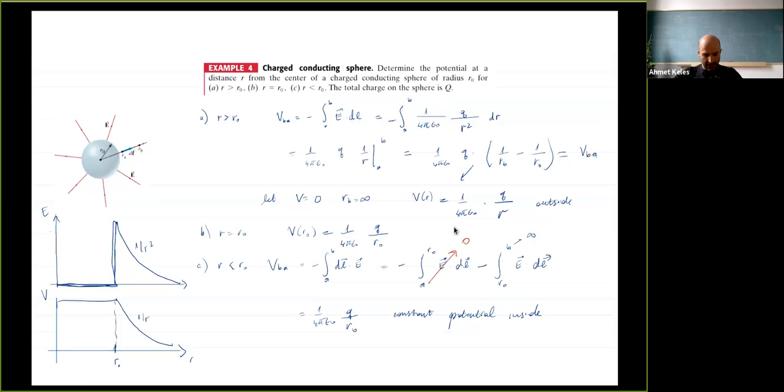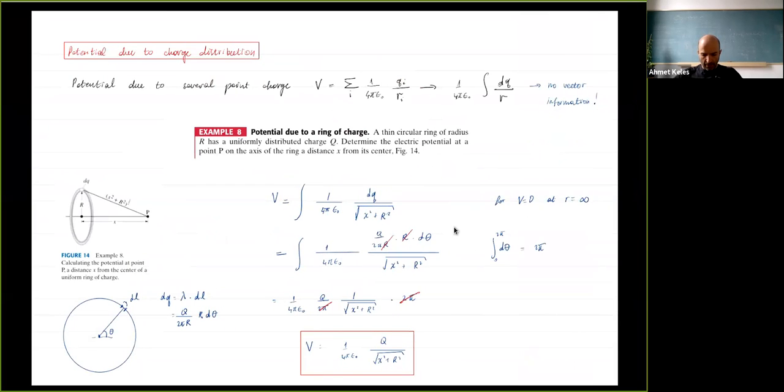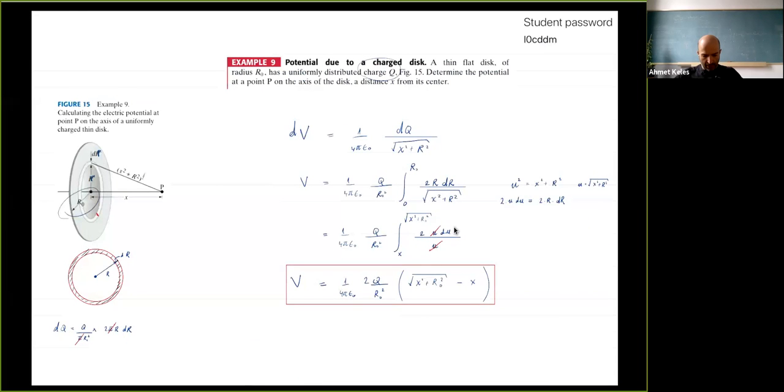And pay attention, if you take the derivative of this potential, it's going to be 0 inside, which is the electric field. And derivative of 1 over r is 1 over r squared outside. So we talked about the electric potential of a point charge. We also introduced a way to calculate electric potential of a continuum of charges via integrals. For example, electric potential of a ring was of this form. Electric potential of a disk was of this form.